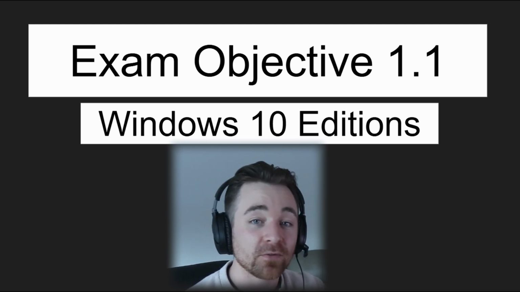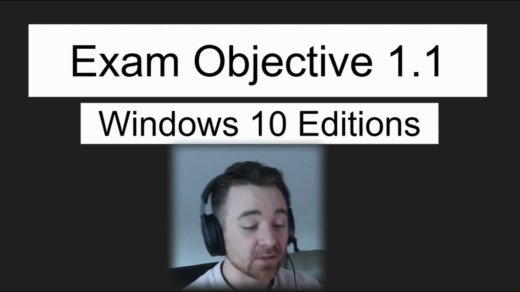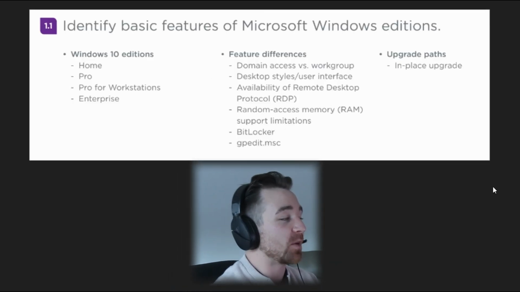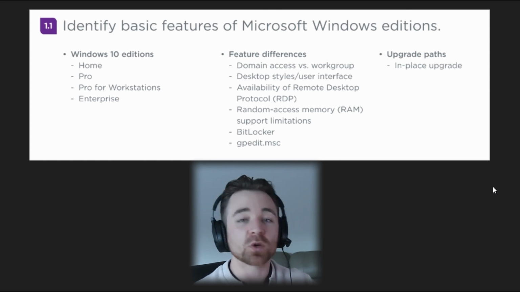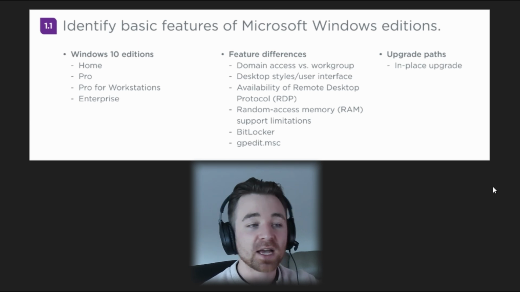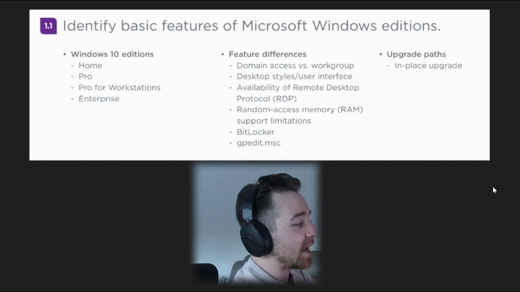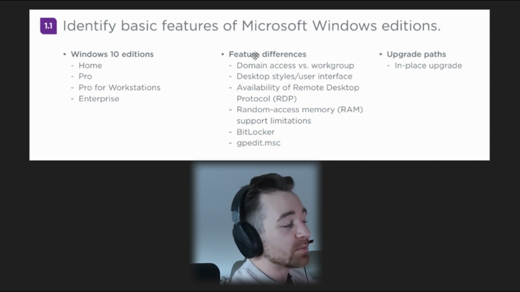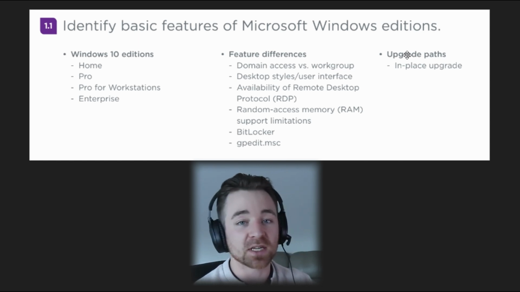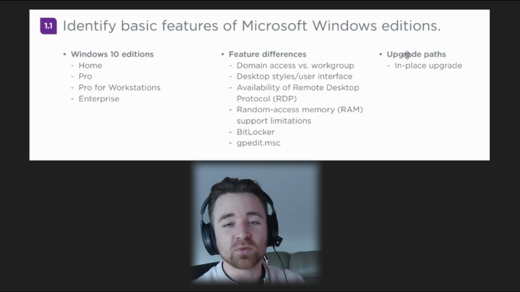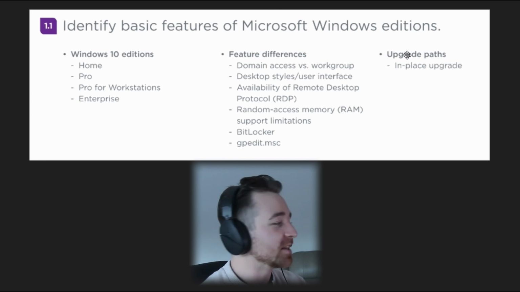So without any further ado, let's get straight into it with the exam objective that we're looking at today. We're looking at 1.1, identify the basic features of Microsoft Windows editions. So we're going to look at the different editions of Microsoft Windows and some of the different features that are within them. Today, we're only looking at Windows 10 editions, but we will also be looking at the feature differences and upgrade paths in the upcoming videos as well. I'm just trying to be as specific as I can with these videos so we get that pinpoint knowledge. So with that being said, let's get straight to it.